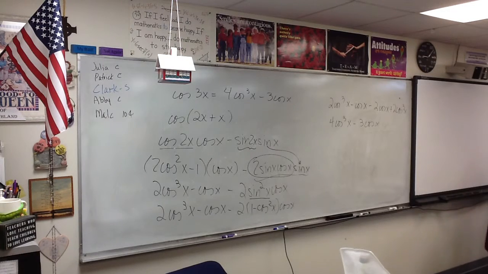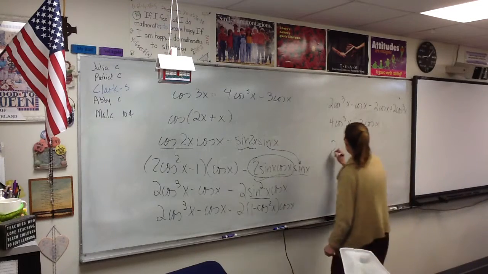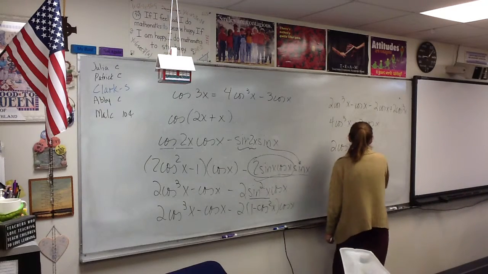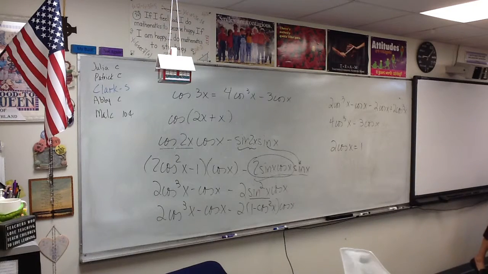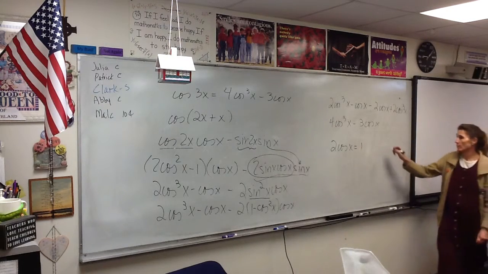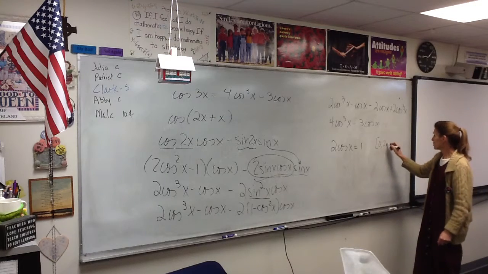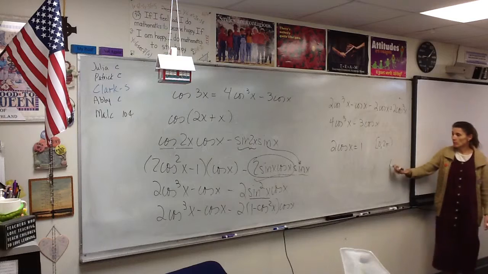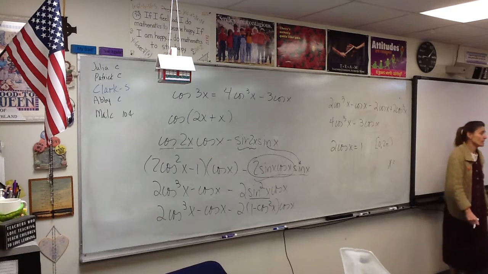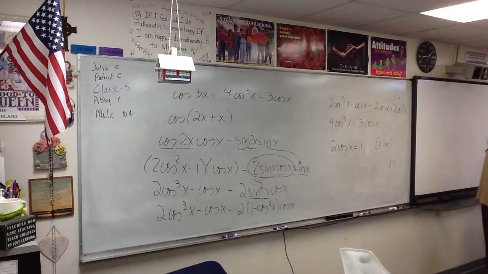Without a calculator, 2 cosine x equals 1. Am I in radians or degrees? Because this is a solved problem now. Okay, so this is different than the one we just did. This one, I am looking for an answer like x equals, you know, pi over 6 or something.